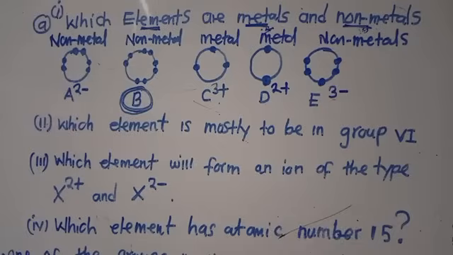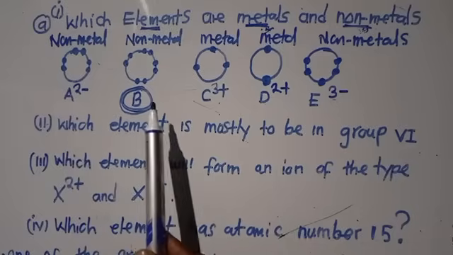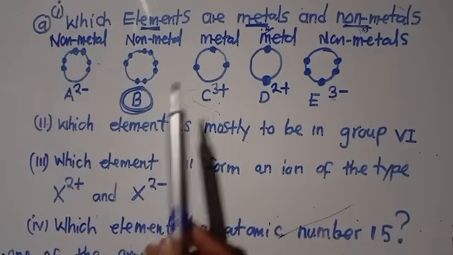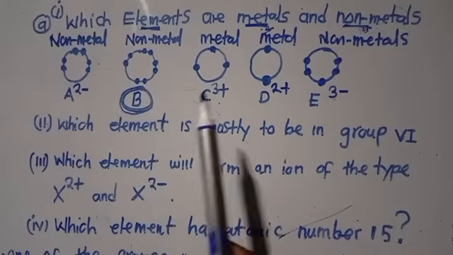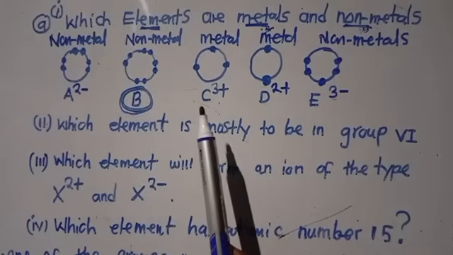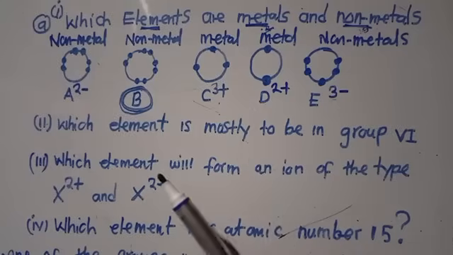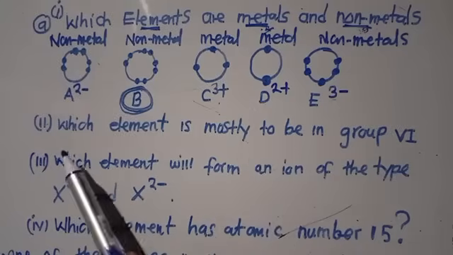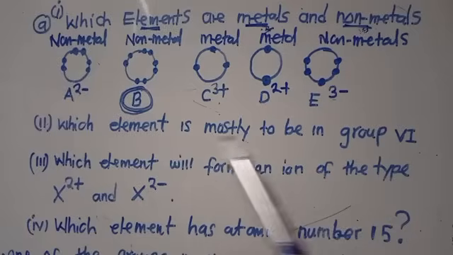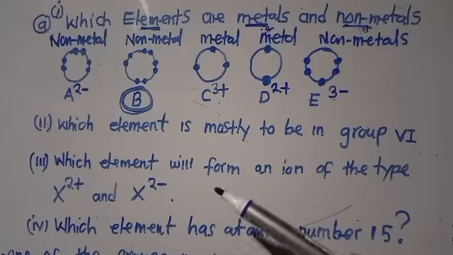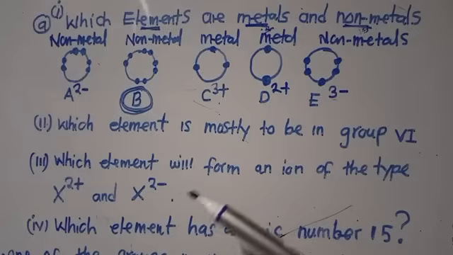How do you know that these are metals and non-metals? The way we get to know, those elements with more than 4 electrons in the outermost shell are called non-metals. And those elements with less than 4 electrons in the outermost shell are called metals. This is how we get to know them. We know that elements in group 6, I want to explain this, will gain 2 electrons for them to be stable.